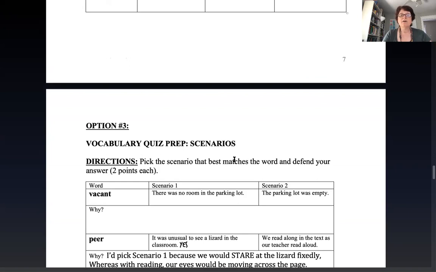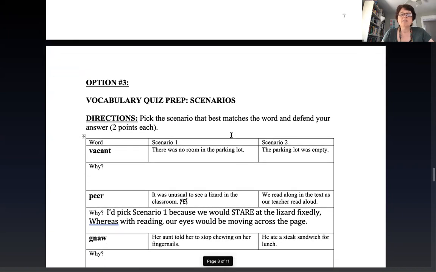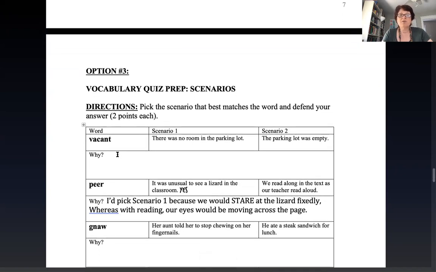And this one is considered to be quiz prep because it's a really good way to also quiz students, as you'll see when we look at the assessment options. So the idea behind the scenarios is that you give students the word and then you give them 2 scenarios and they have to figure out which scenario best matches or is relevant to the word. So for example, in the first one, vacant, scenario 1, there was no room in the parking lot versus the parking lot was empty. So in that one, it's kind of obvious that scenario 2 is better. Because if there's no room in the parking lot, there is no vacancy.